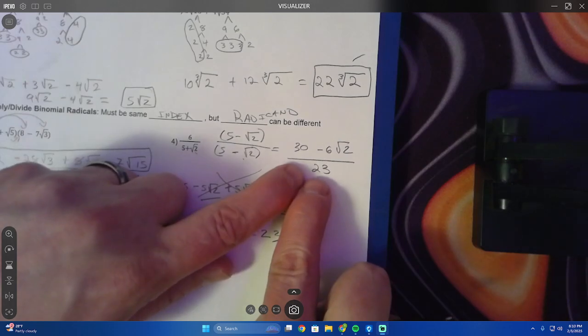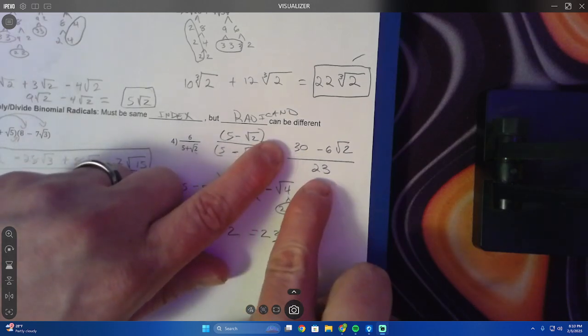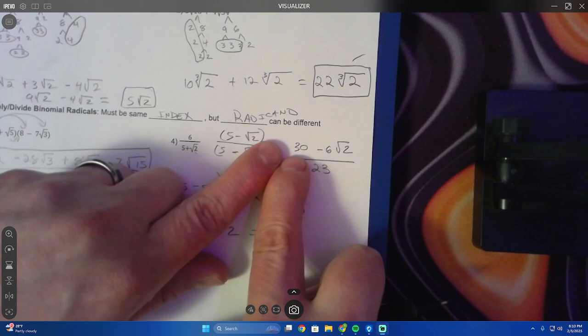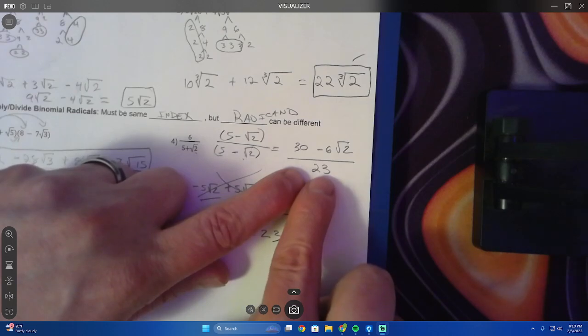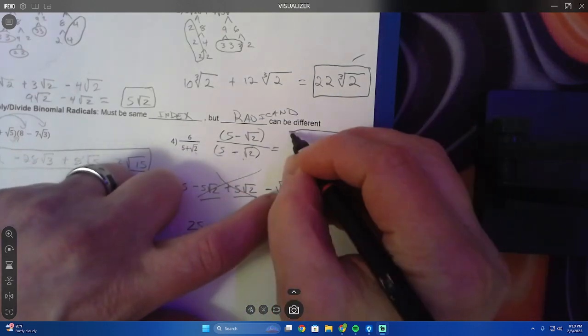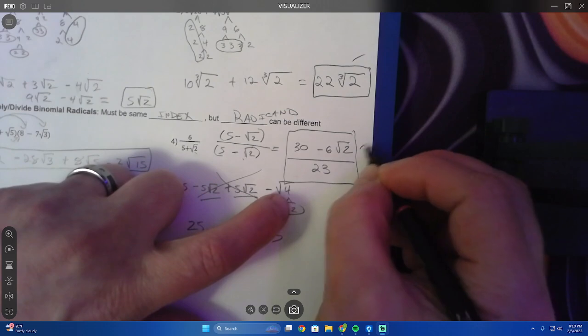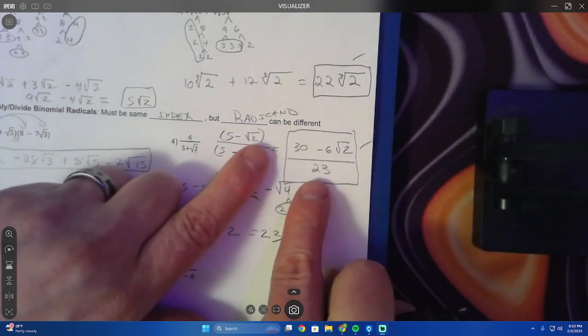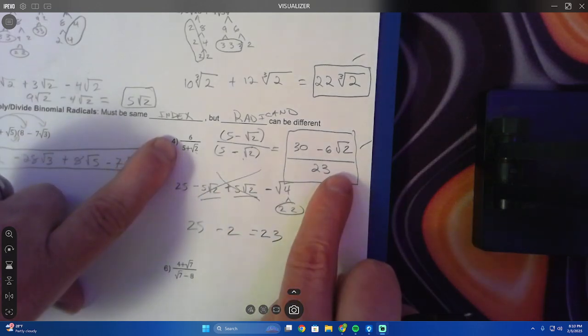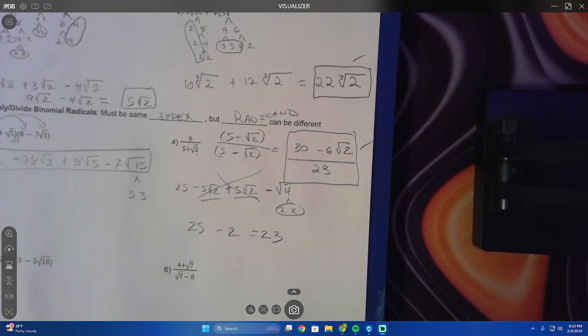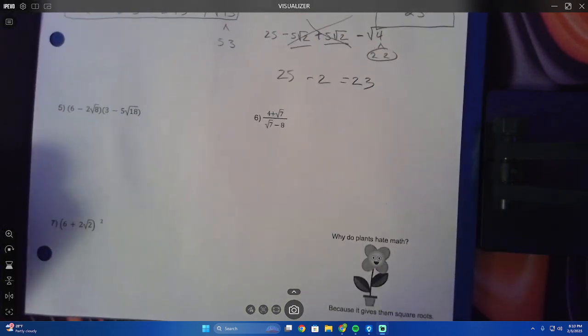I do want to check, is there a number that can divide into 30, 23, and 6? 3 can divide into 30, 3 can divide into 6, but 3 cannot divide into 23, because 23 is prime. So this is my final answer here for this division problem. Notice that we got rid of any square root in that denominator. All right, let's go ahead and move on to our next example.